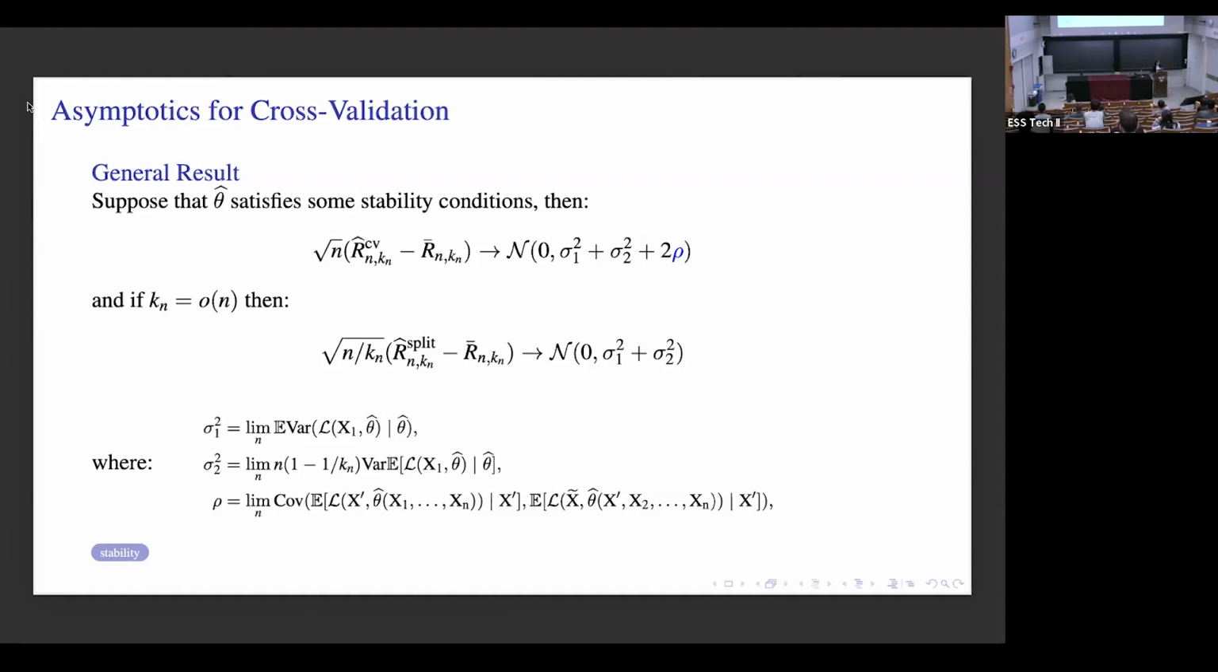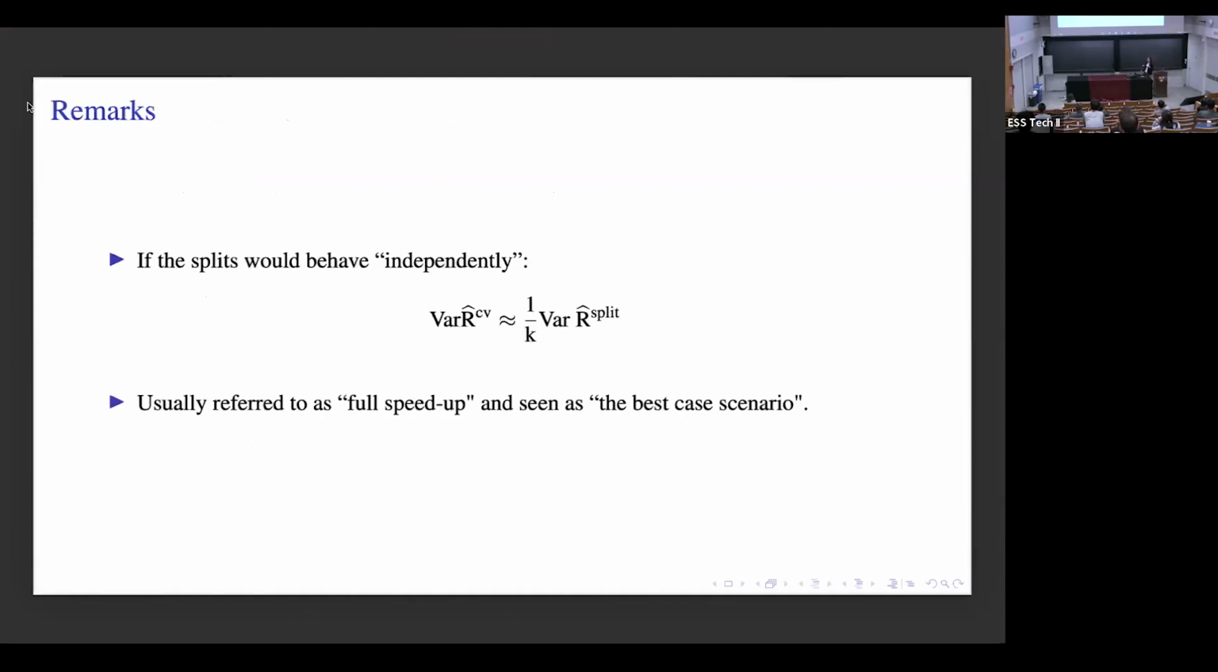Before we talk more, let's try to gain some intuition. And for this, let's go back to what was hoped to be true. What was hoped is that if my number of folds doesn't grow too fast, let's say I'm doing two-fold cross-validation and I have a very simple parametric estimator, then as I get more and more data, those folds become more and more independent, and so the variance of the k-fold cross-validated risk would be k times smaller than the variance of a split risk. That was seen as the best case scenario, the best we can hope for, and was referred to as full speed up. Doing k-fold cross-validation would be like doing the split risk on k times more data.